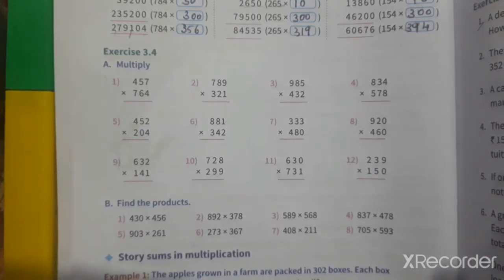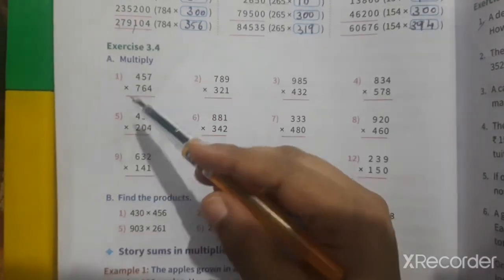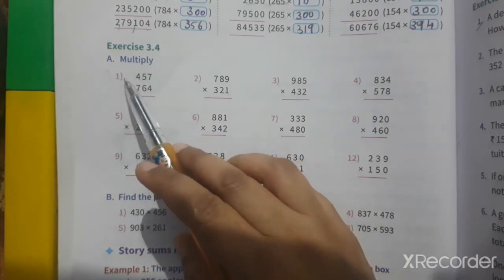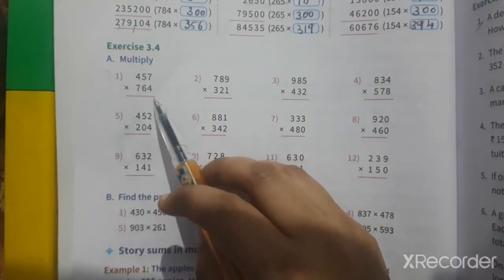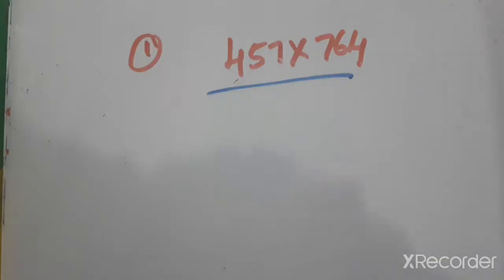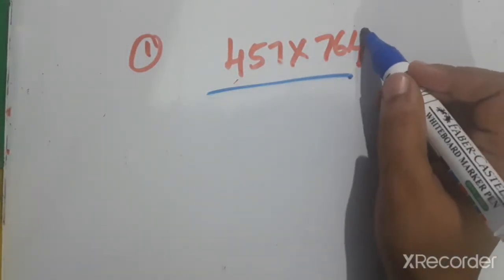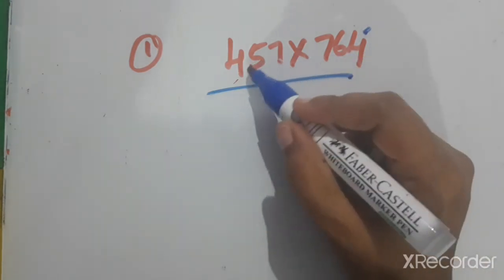Chapter name is multiplication. Now exercise 3.4, page number 40, children. Exercise 3.4 A, multiply. First one, 457 into 764. Now first question, 457 into 764. First multiply 4 with each number.